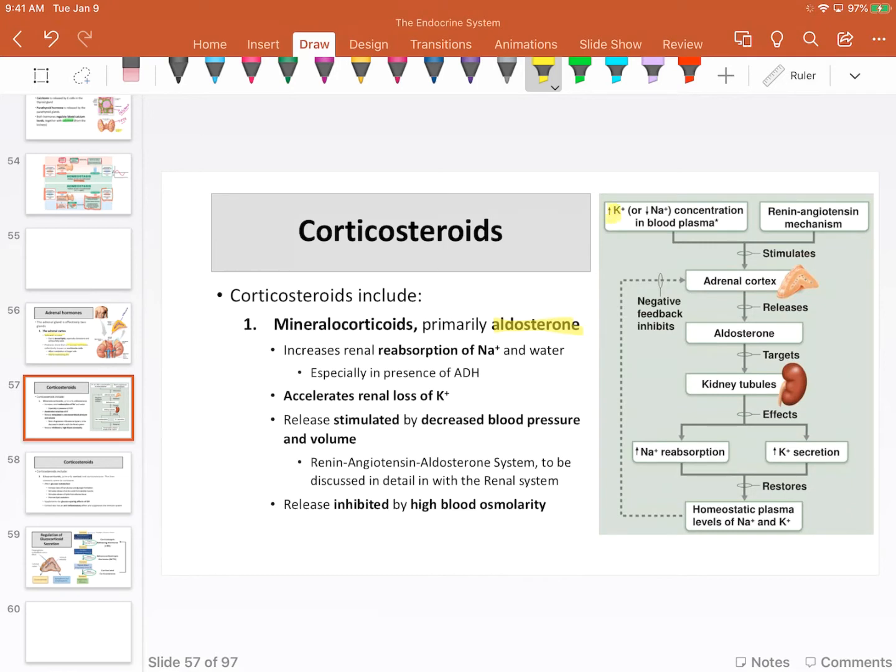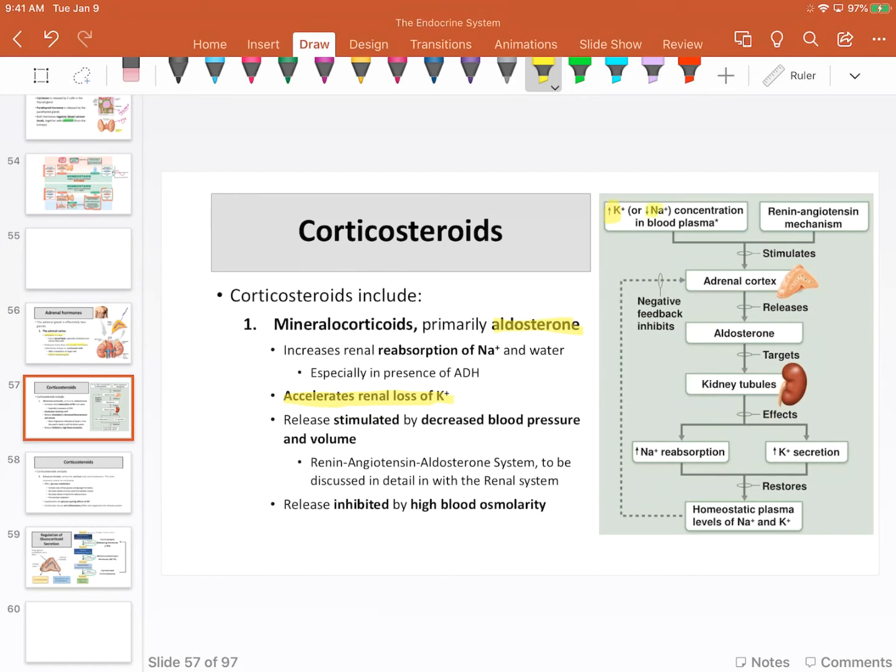If potassium levels are elevated in the bloodstream, aldosterone will be released from the adrenal cortex. Why? Because aldosterone actually increases the loss of potassium in the urine. And so if potassium in the bloodstream is too high, what better way to get rid of it than pee it out? And so that's essentially what's going to happen. We're going to remove this potassium, and aldosterone is the trigger for that. Aldosterone controls that process.